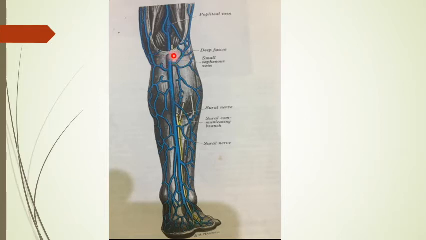The small saphenous vein finally joins with the popliteal vein. This one is the popliteal vein which the small saphenous joins.